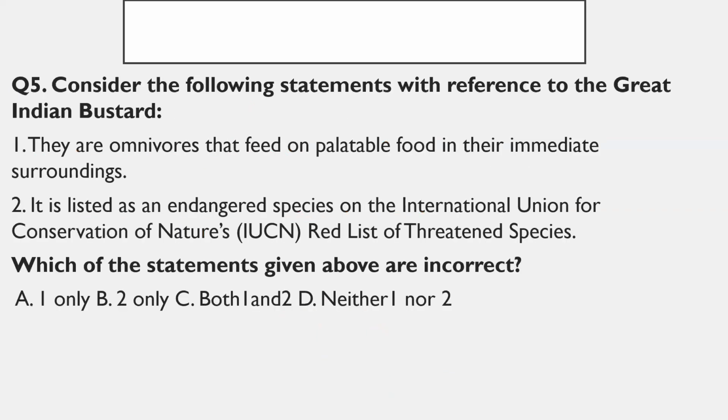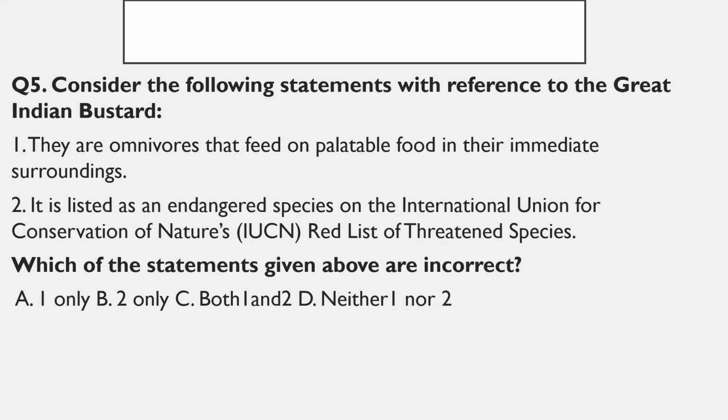Moving on to the last question of today's series. This is about the Great Indian Bustard. The Great Indian Bustard is a type of bird. It is a very large bird, and you can see it in the Indian subcontinent region. It was in the news recently, that's why I asked a question from this topic. It is also the state bird of Rajasthan, a critically endangered bird. So this is again very important.